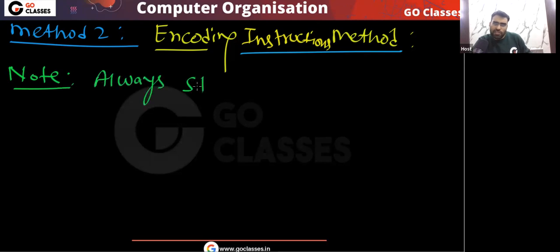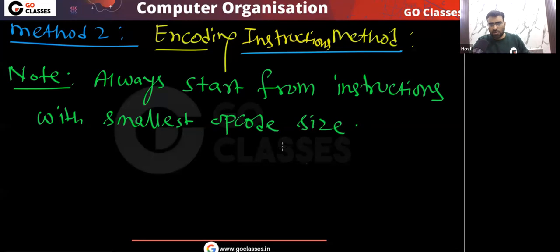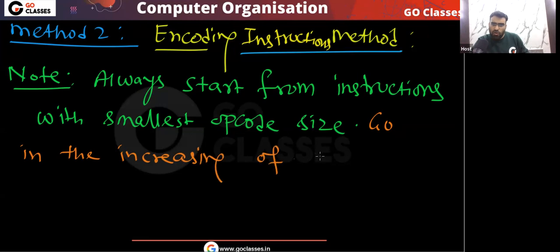Now tell me, in this method, what we will do? Let me know. I told you that always start from where? Please tell me. Always start from instructions with the smallest opcode. Yes or no? Always start from instructions with the smallest opcode size. So very simple. So remember, go in the increasing order of opcode size.